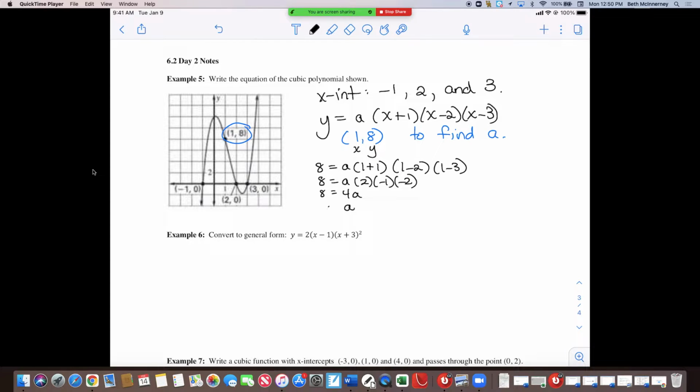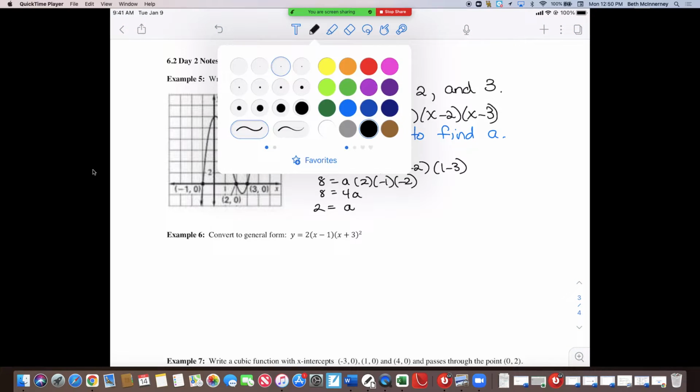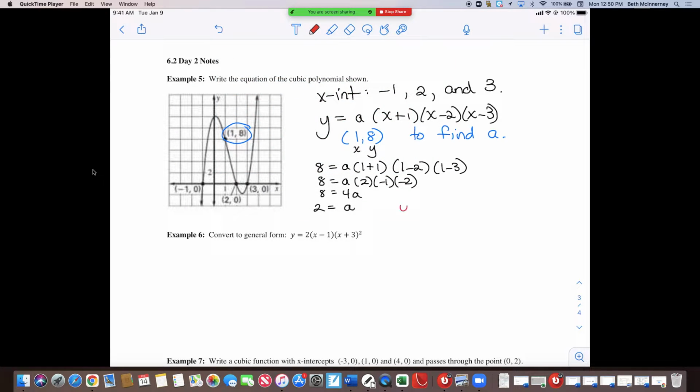Are you getting a is 2? Then here's, don't stop there. That's not the equation. That's just my a value. And then I'm going to go plug it back in. Questions? Anything that I can clarify for you on this type? Do you understand that I could have it?